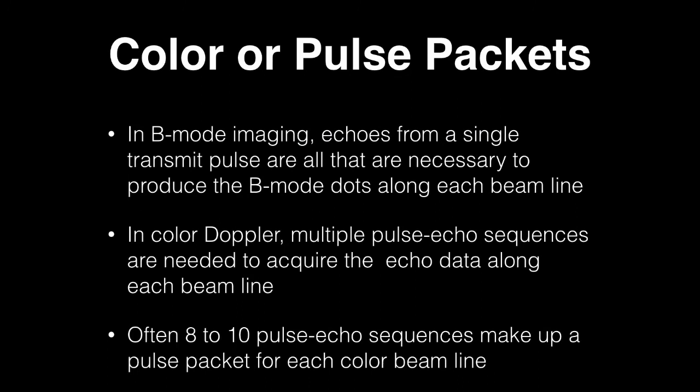In B-mode imaging, echoes from a single transmit pulse are all that's necessary to produce the B-mode dots along each beam line. Now, this is in contrast to color Doppler, where multiple pulse echo sequences are needed to acquire the echo data along each beam line. It often takes 8 to 10 pulse echo sequences to make up a pulse or color packet for each color beam line. Now, this can help to explain the decreased sensitivity with color flow Doppler imaging.